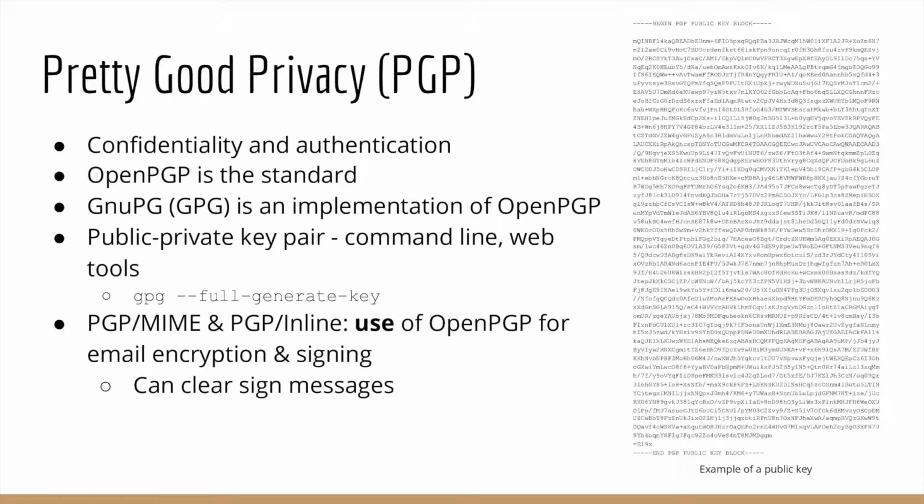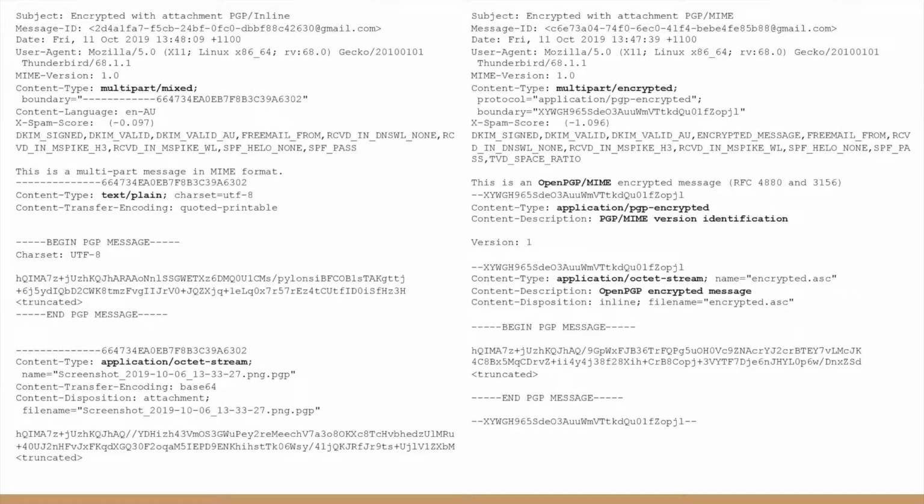PGP inline and PGP MIME are schemes that specify how OpenPGP can be used in the signing and encryption of email. Both PGP MIME and PGP inline support clear signing, which we define to be the capability of an end-to-end protocol to sign emails and provide authentication while still allowing non-supported clients to read the message. Here, we show the encrypted representations of an example message with one attachment. PGP inline is shown on the left, and PGP MIME is shown on the right.